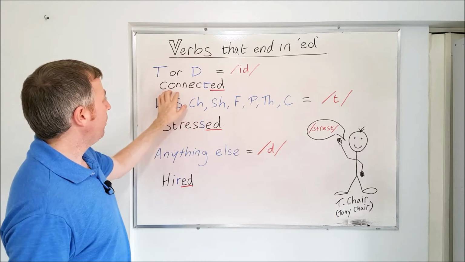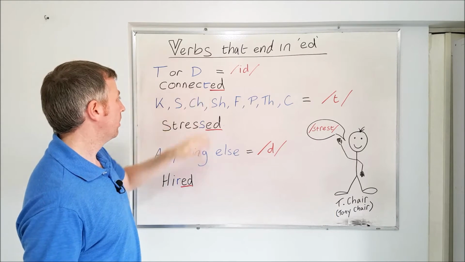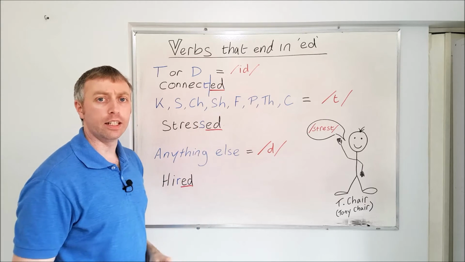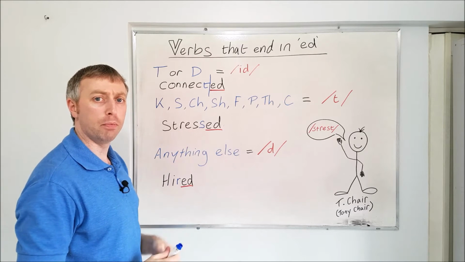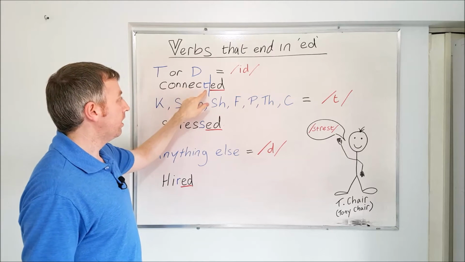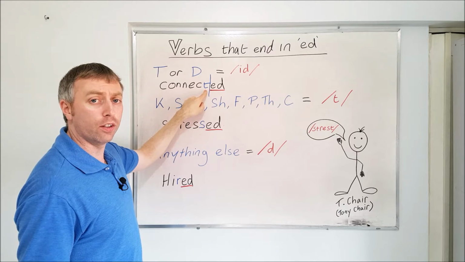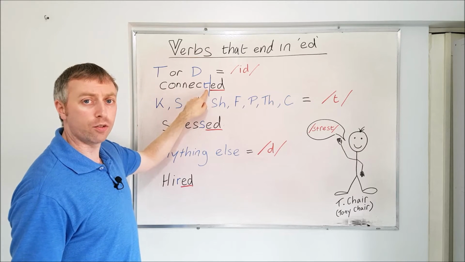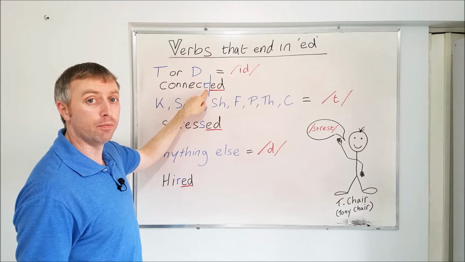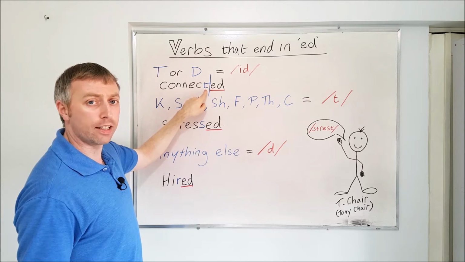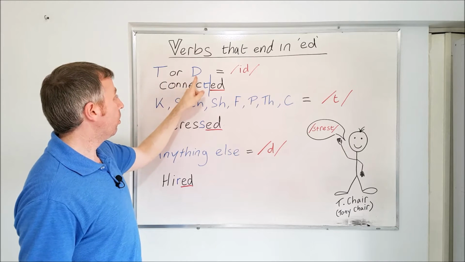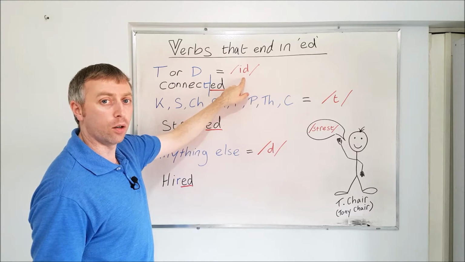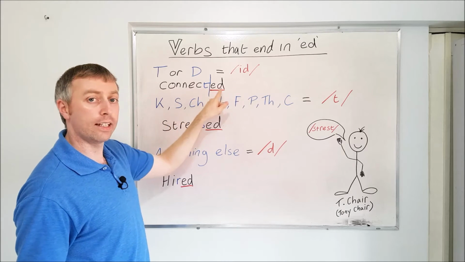So if we look at this word connect, if we remove the ed so that we put it back to its basic form, connect, then we're going to focus on the last letter. So in this case, the last letter of the word connect is a T. Now, if this letter is a T or a D, we are going to use the "id" sound. So connected.